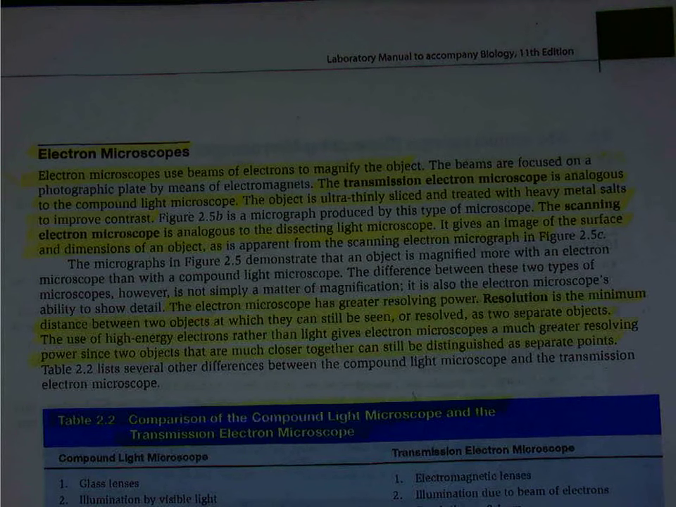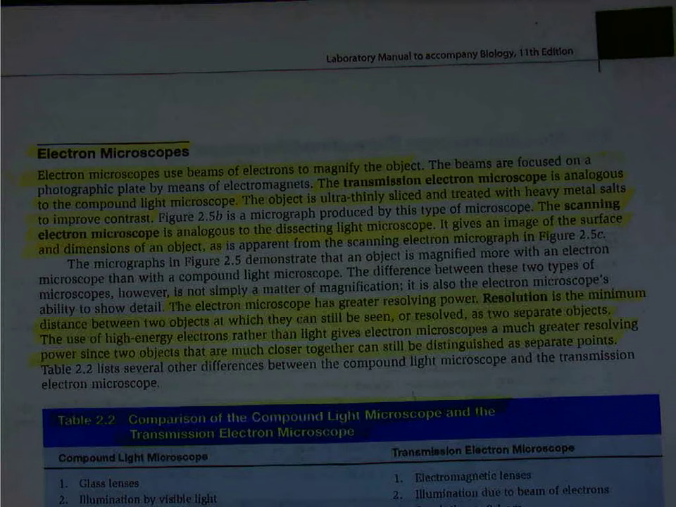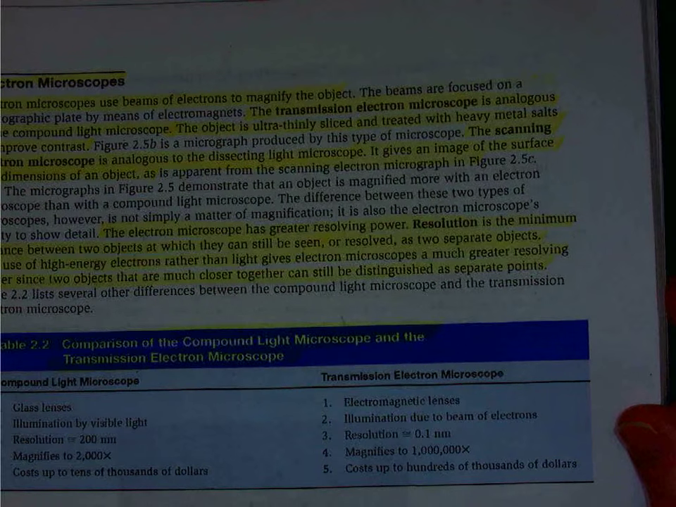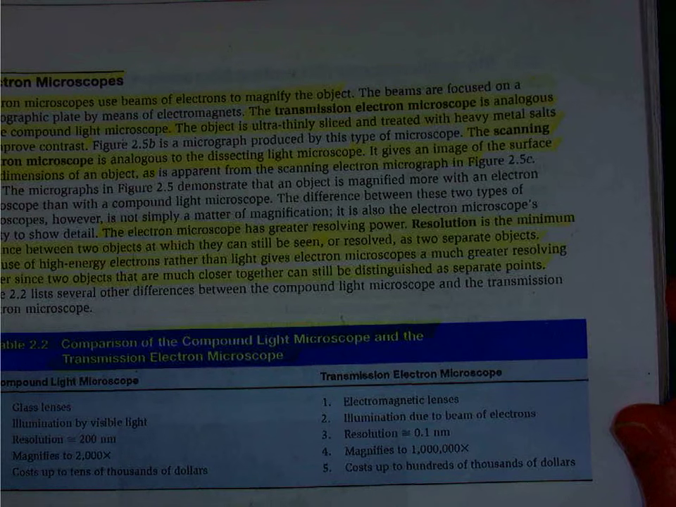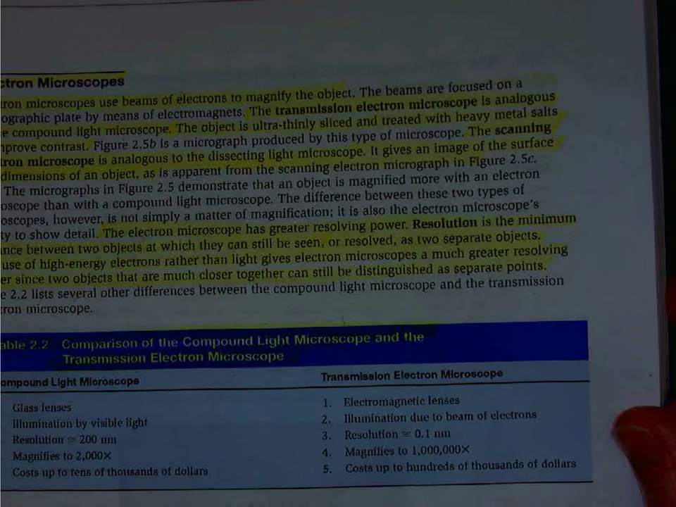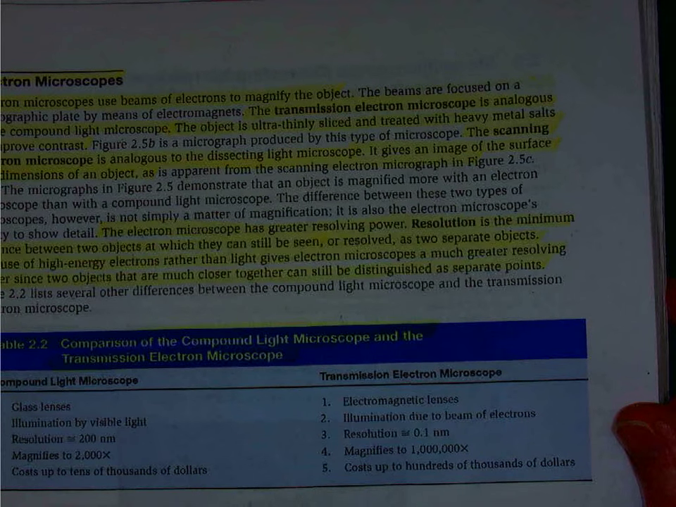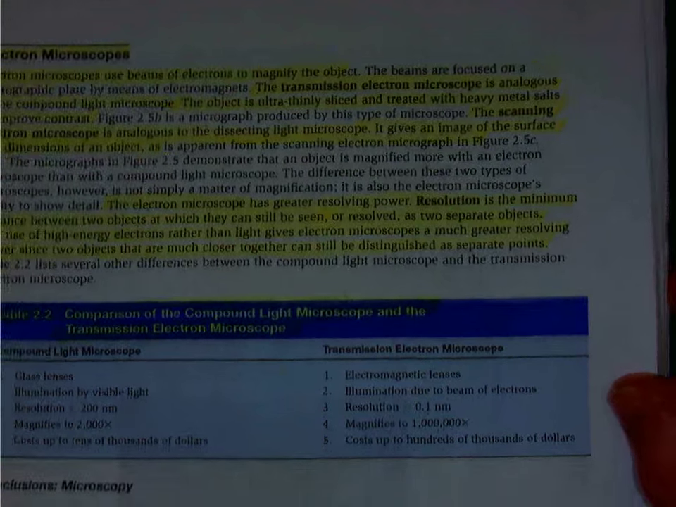A scanning electron microscope is going to have electron beams shooting at the outside of the object, and we're going to be able to see the surface of that object. Electron microscopes have a much greater resolving power. They're able to show us very, very small distances between objects, nanometers of distance between two objects, and we'll still be able to see those objects distinctly from each other and very clearly most of the time.